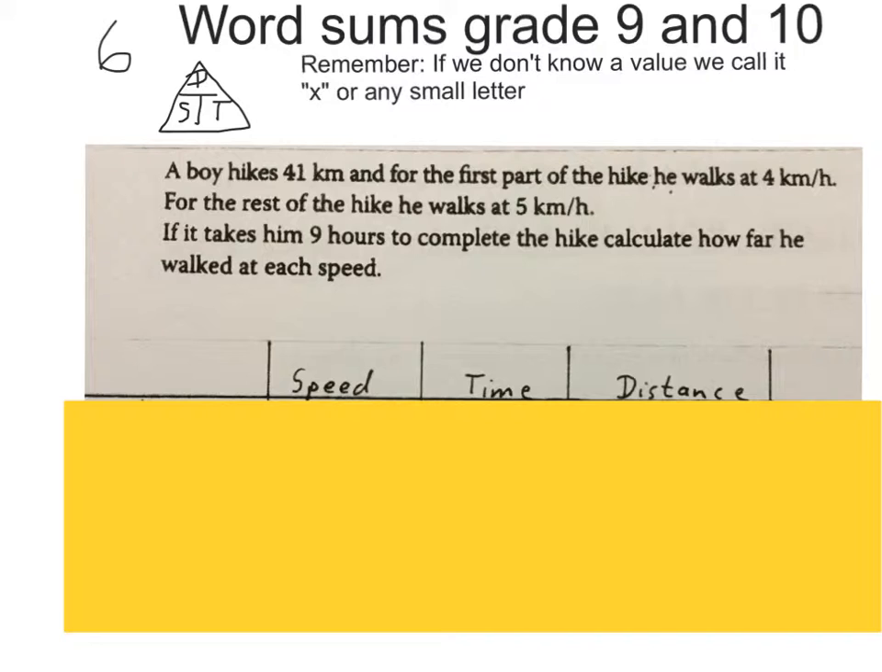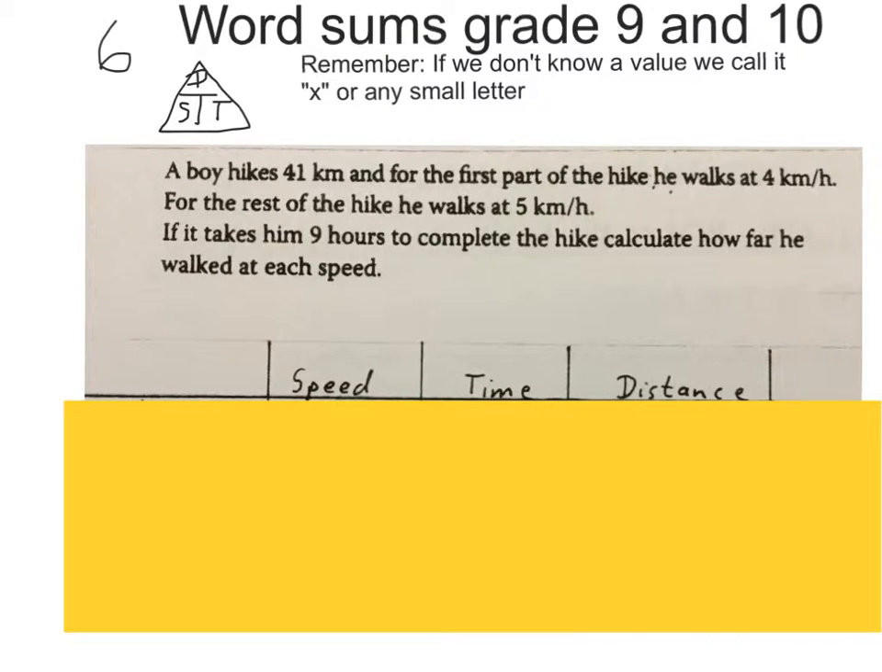I also assume that you understand that this is a triangle that we use for distance, speed and time. This is distance, this is speed and time. It says that if you go speed times time, you'll get distance. Distance divided by speed will give you time, and distance divided by time will give you speed.